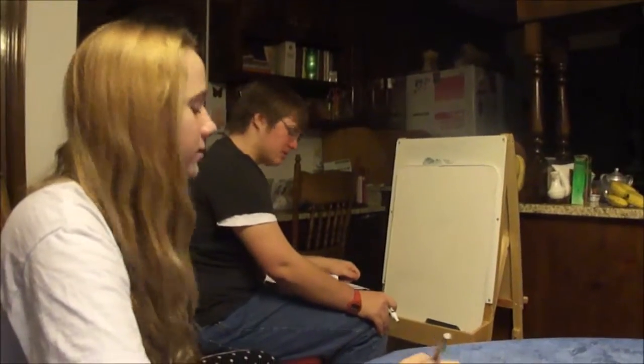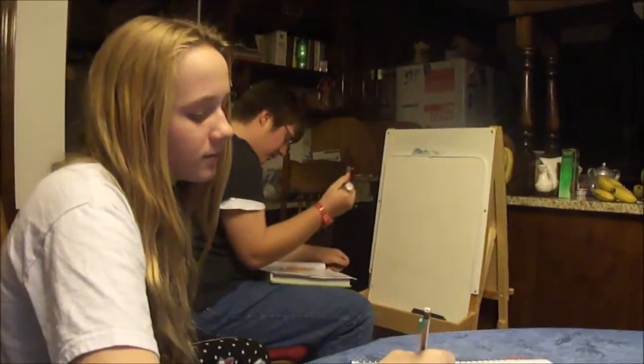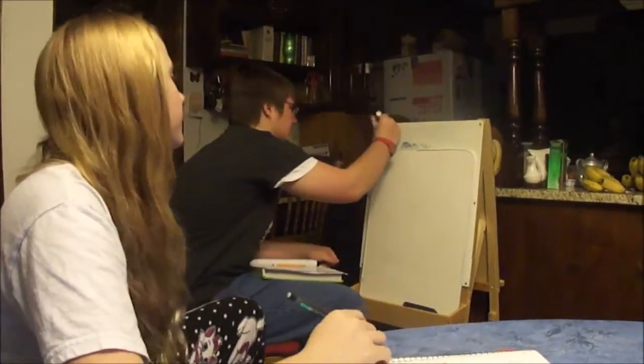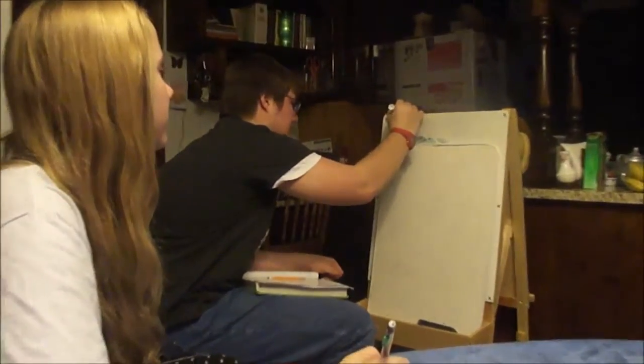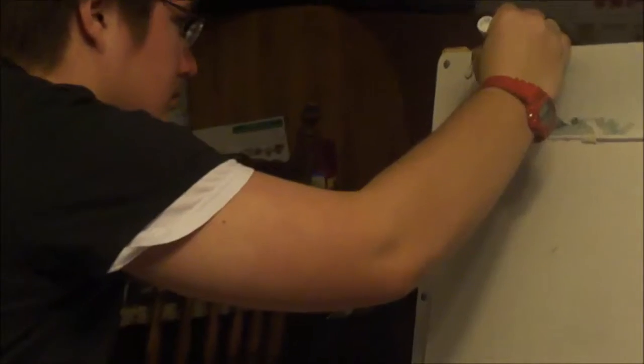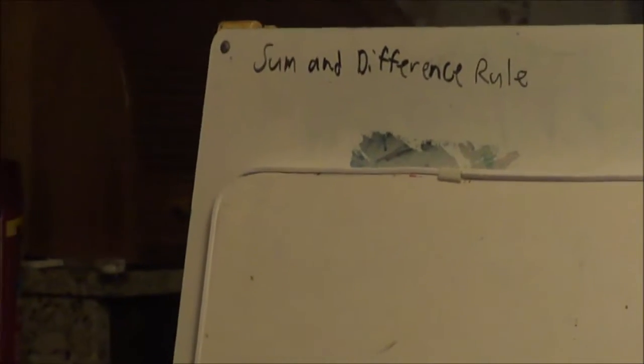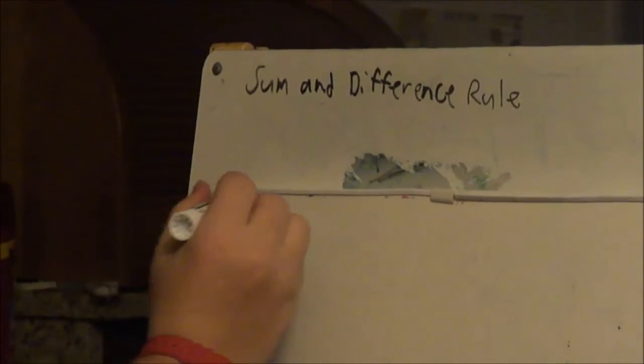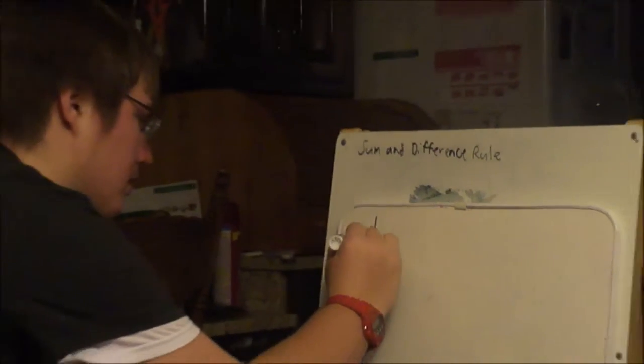So now we'll be talking about the sum and difference rule. The sum and difference rule is finding the derivative of two functions that are being added or subtracted to each other. So this is what it looks like.